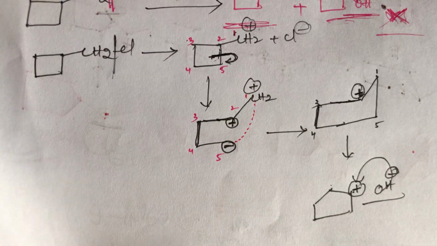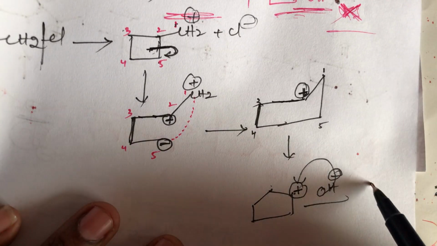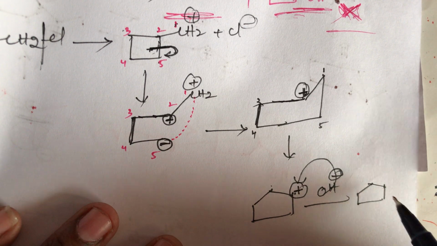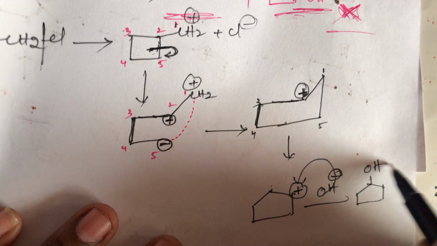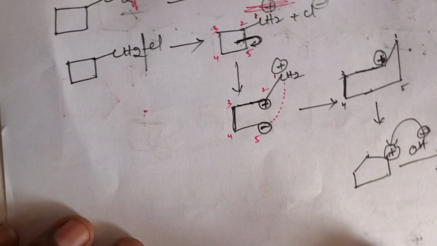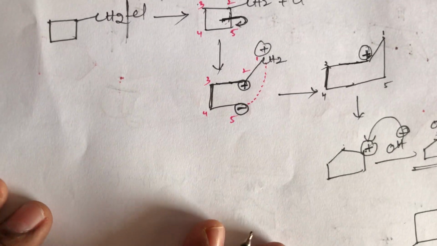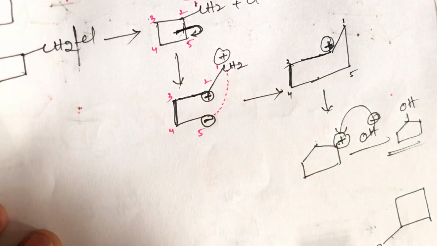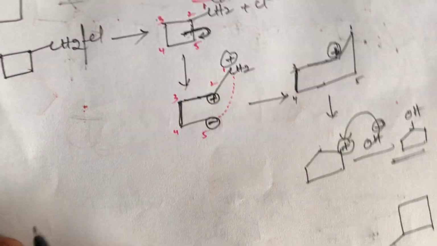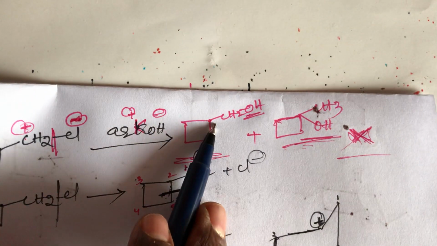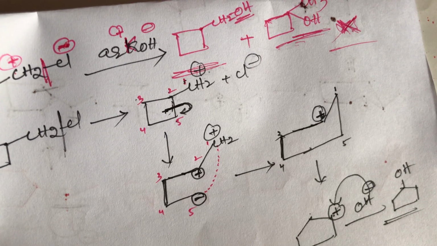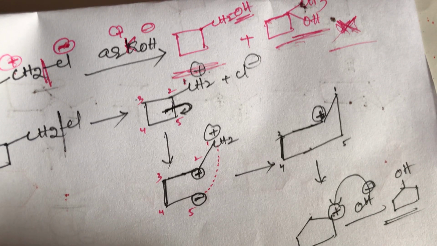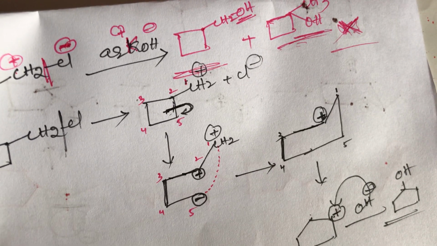So what is the final product here? The final product is cyclopentanol. In this reaction, three products will be formed. The first product is this one, CH2OH.